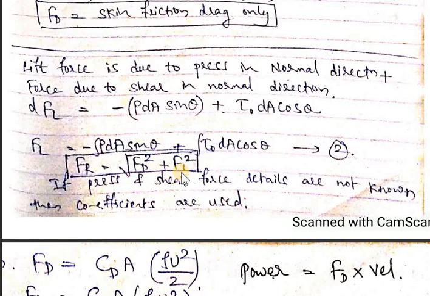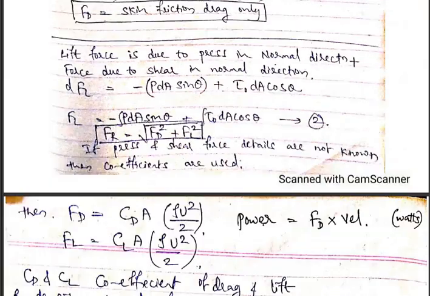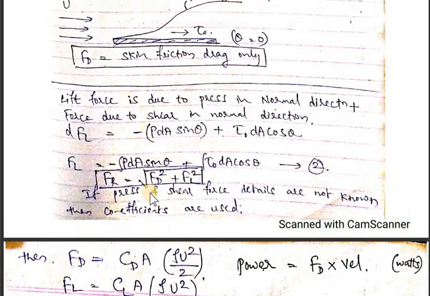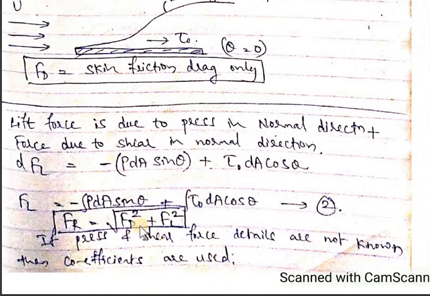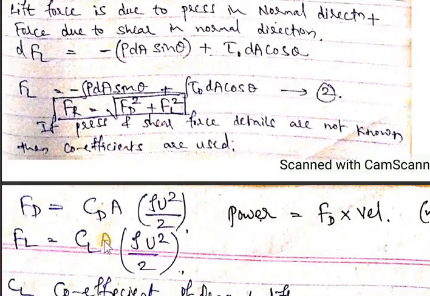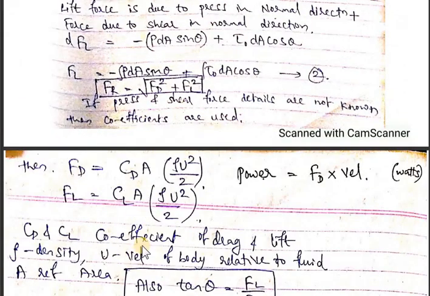And if the pressure and shear force details are not known, until now we have discussed the pressure force, shear force, and different sin theta, cos theta component examples. But in such cases, if these conditions are not given, we are going to use the coefficients with simple formulas. These are direct formulas without derivations in the syllabus. So you can just observe here.